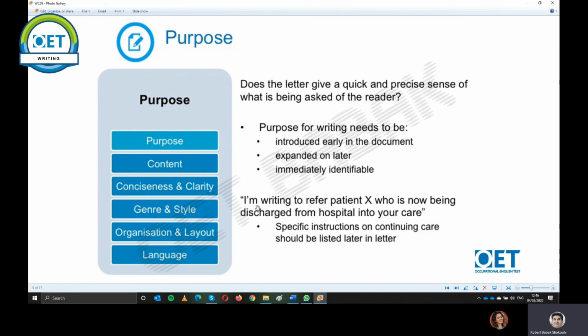Example: I'm writing to refer patient X, who is now being discharged from hospital into your care. Then specific instructions on continuing care should be listed later in the letter. So later you actually explain more about the discharge and what needs to be done, but here it is quick and precise. Very quickly, I'm referring this patient who is being discharged.